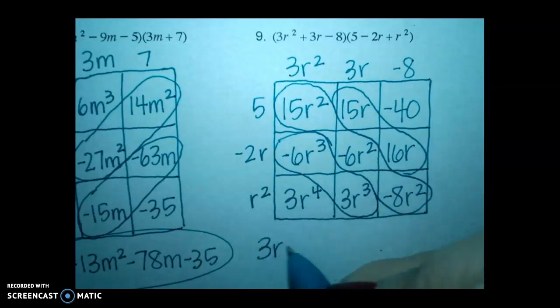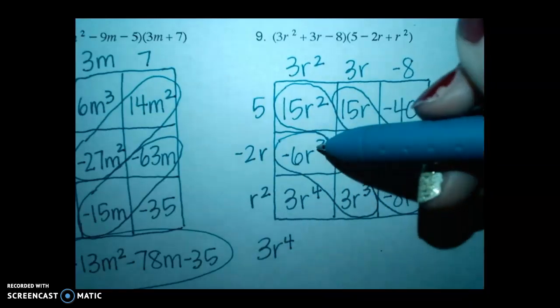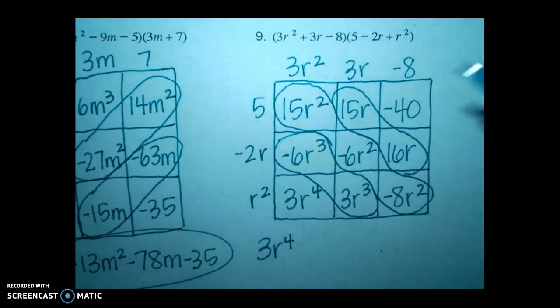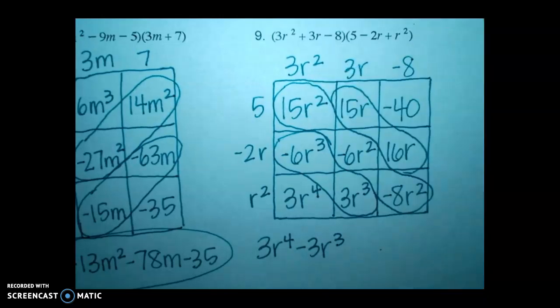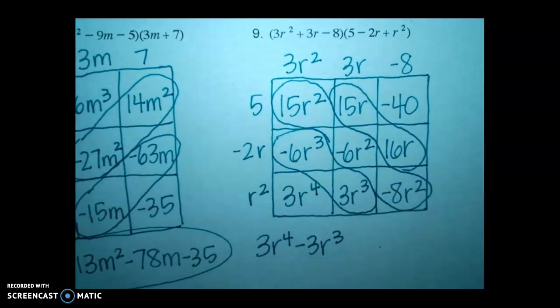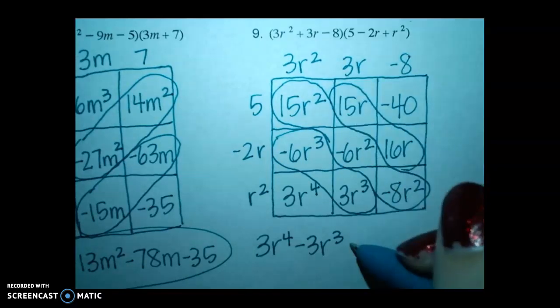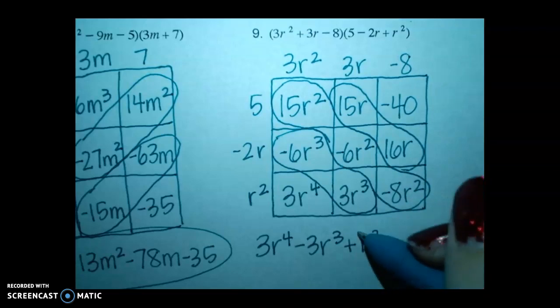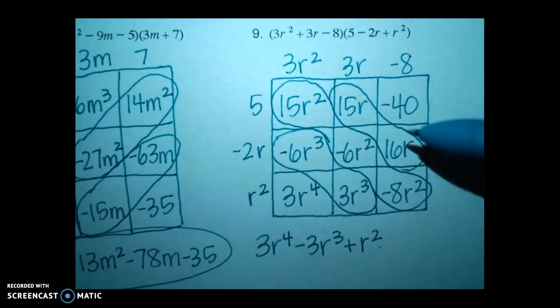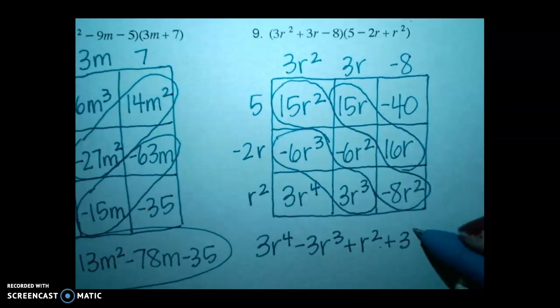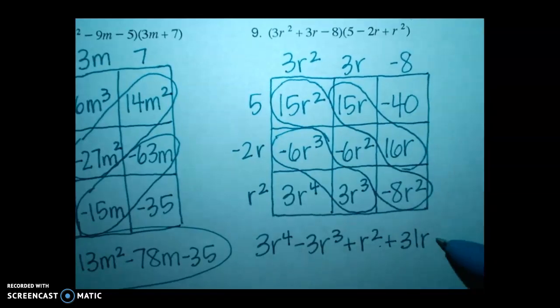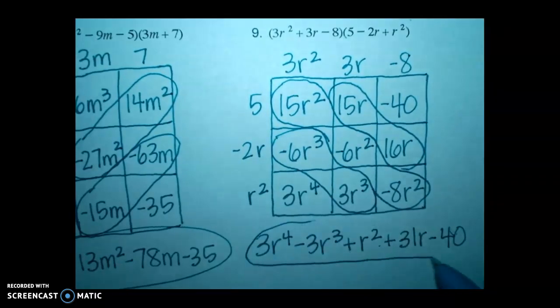So 3r to the 4th, negative 6r cubed and 3r cubed is negative 3r cubed. 15r squared minus 6r squared minus 8r squared is 1, I think. I think that's 1. So plus r squared. You can put a 1 there if you want. And then 15r plus 16r is positive 31r, and then minus 40. So really big problem, but not too difficult to solve.